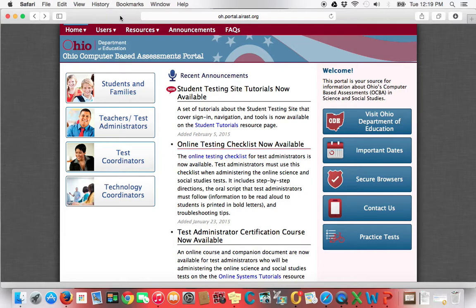Any person administering a test must be an employee of this district and hold a license, certificate, or permit issued by the Ohio Department of Education. During every administration, a test administrator who meets these criteria must be in the room at all times. This person must actively monitor students to ensure test security.